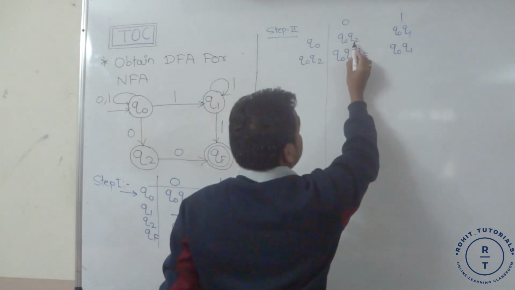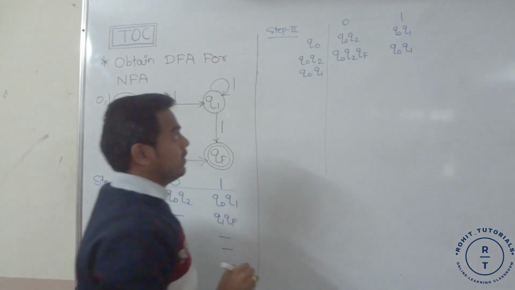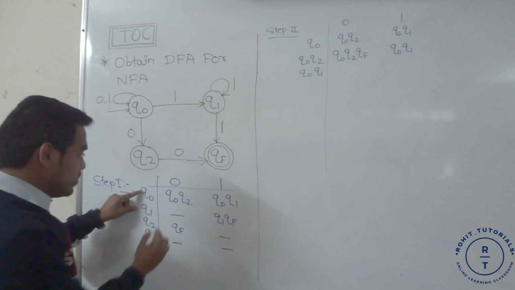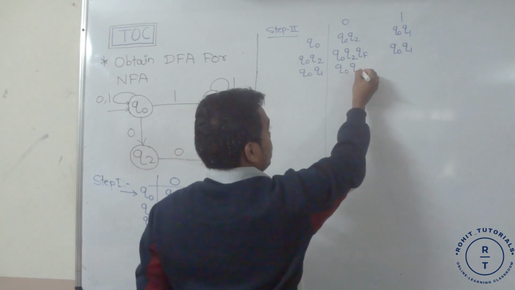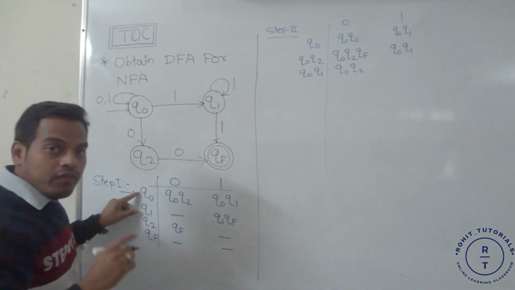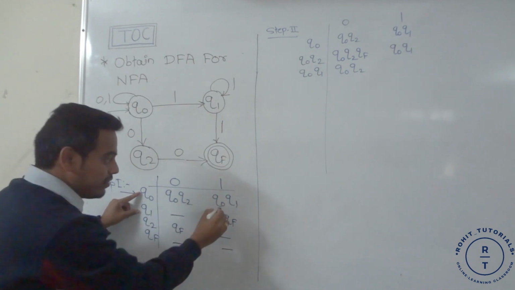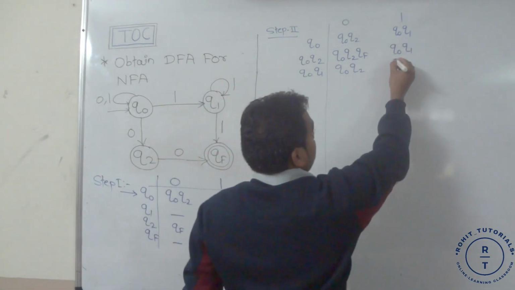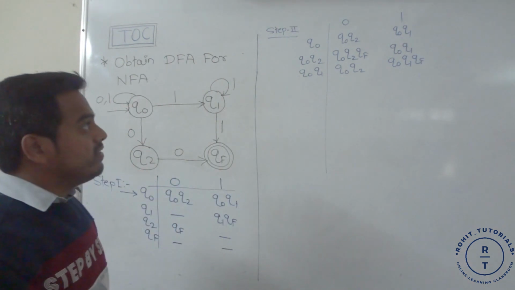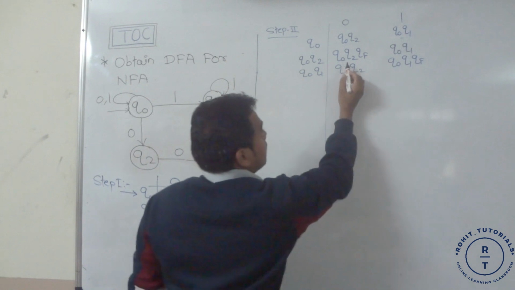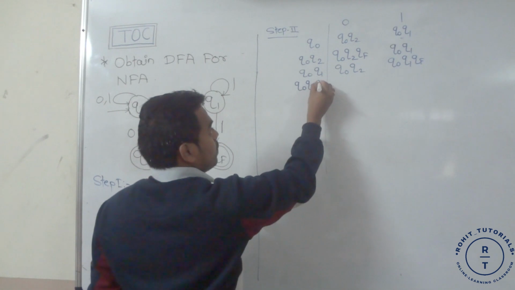Now this new state Q0, Q1 is to be completed. At Q0, Q1 state, suppose 0 input occurs, it goes to Q0, Q2. At Q0, Q1, 1 input occurs, it goes to Q0, Q1, Q1, Qf, that is Q0, Q1, Qf. Now this state is completed, the new state is Q0, Q2, Qf.